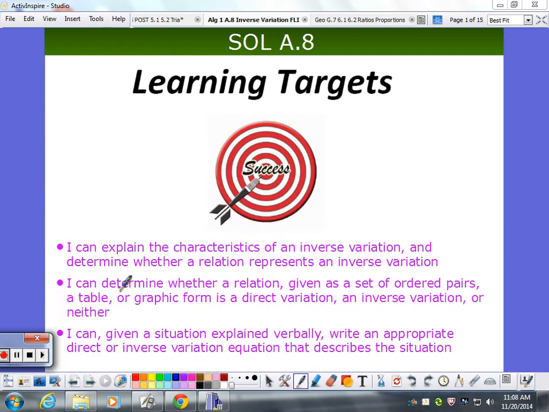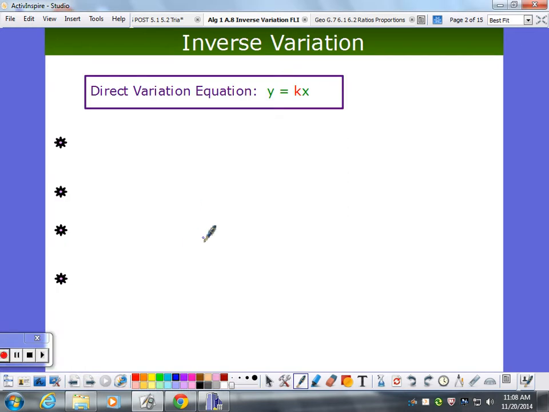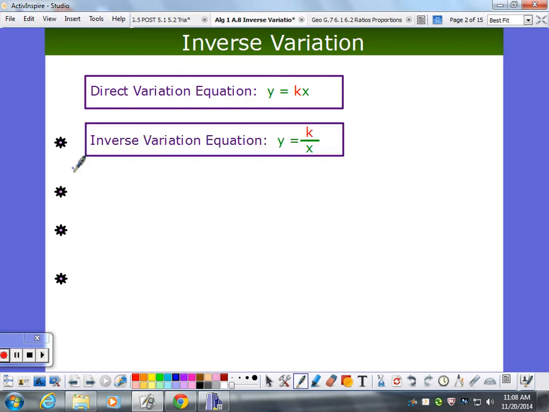Variation. We've got some targets relating to it. Inverse variation, let's just see what it is. So the first thing we're looking at here, everybody's got their notes, is direct variation: y equals kx. Now let's look at the difference between direct variation and inverse variation.